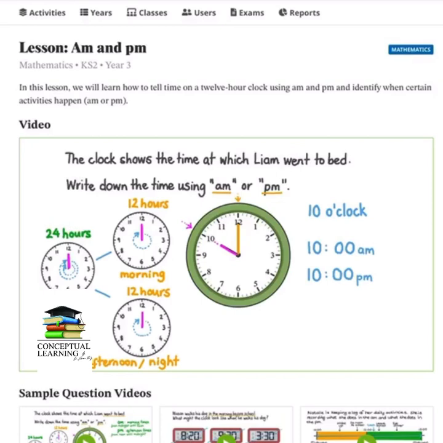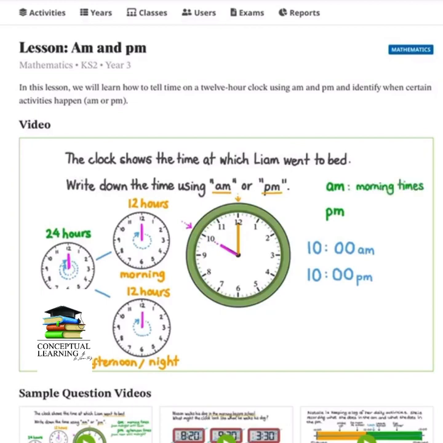So we know that Liam's clock is going to look like this twice in the day. It's going to show 10 o'clock in the morning, but also there's a 10 o'clock at night. How can we tell which time is which? This is where the letters AM and PM come in useful.